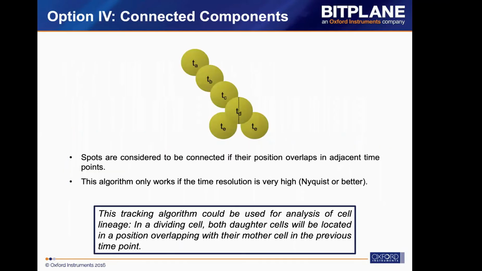Option 4 is connected components, which is very straightforward. If your object in the next time point is overlapped with the object in the current time point, then Imaris will try to connect it. So only the objects that are overlapped will be connected. And this algorithm only works if the time resolution is very high. Also it can analyze the division and the fusion of the object. So like this division, or if there is a fusion, this algorithm can also analyze.